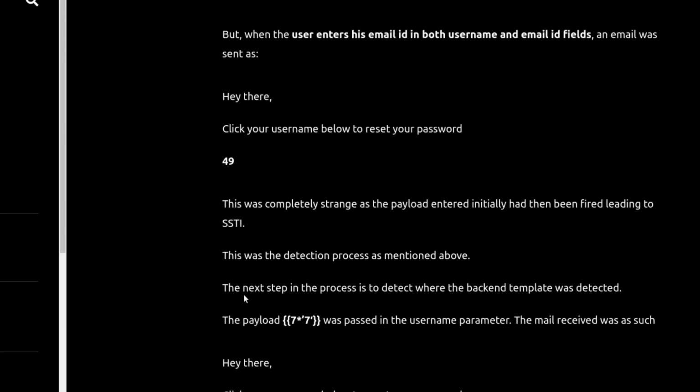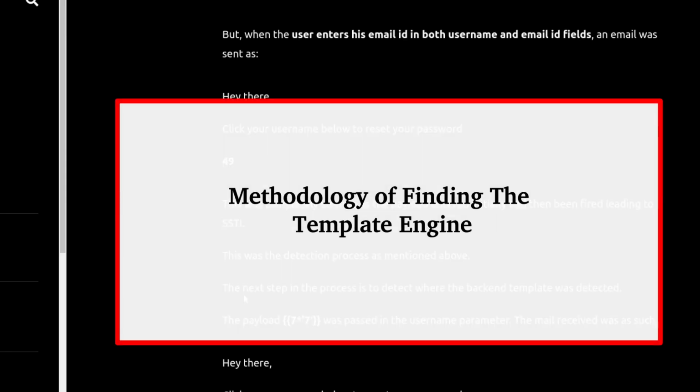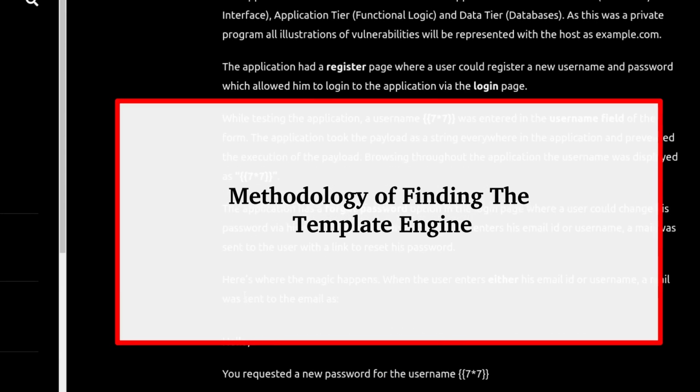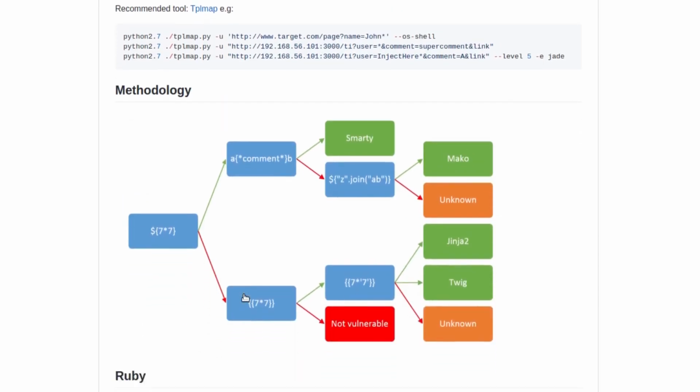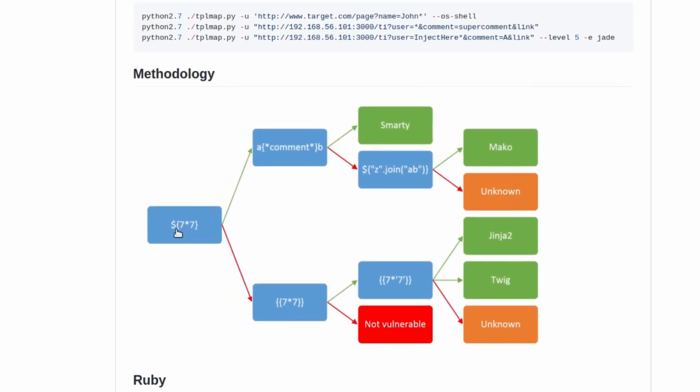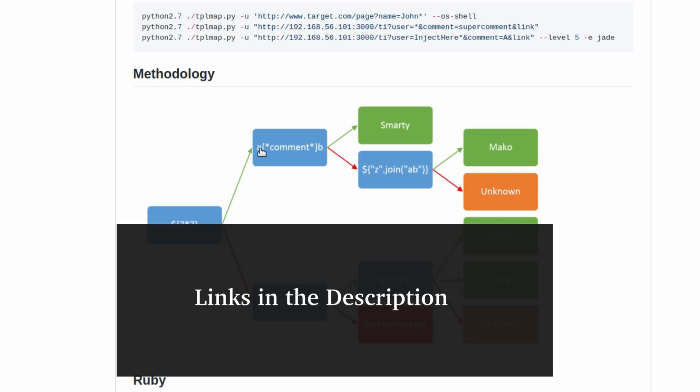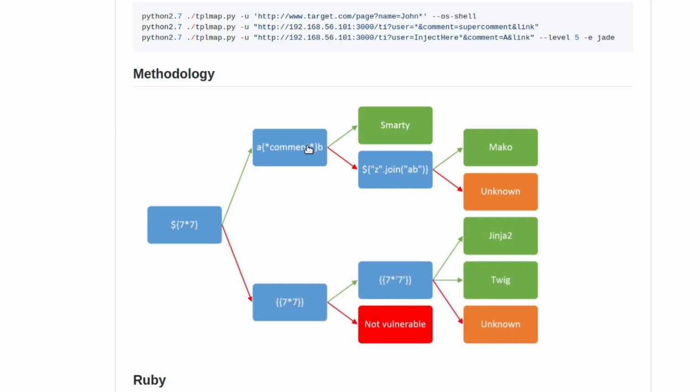So before closing this session, let's talk about the methodology of finding the template engine. Coming to PayloadsAllTheThings, here's the methodology. First you should try the ${7*7} payload, and the green line shows the execution. If there's an execution, then you should try a{*comment*}b. If it's shown as ab and the comment is neglected, that's the Smarty engine, and you could try the Smarty payload. If it's not the case, then you should try the next payload.